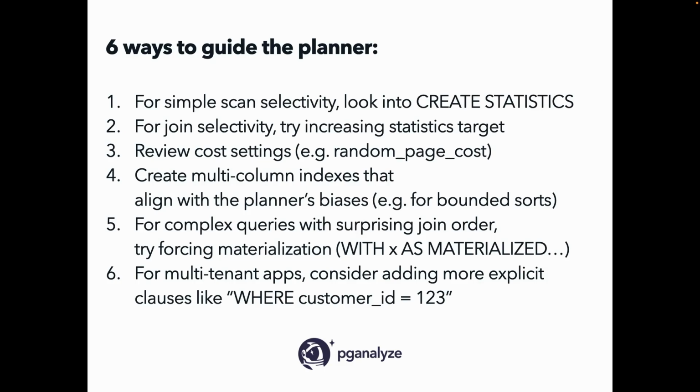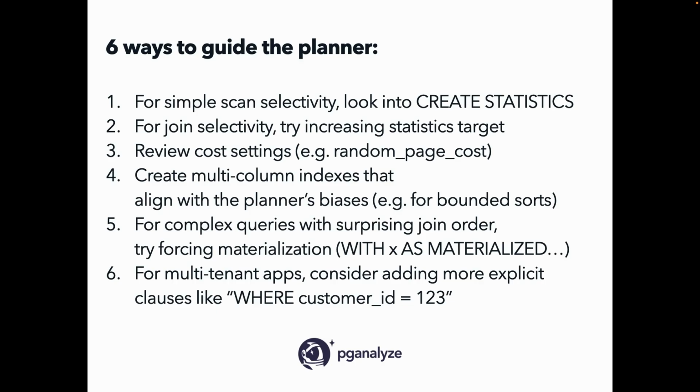A couple of things to know in your tool set when you're trying to guide the planner. If you have simple scan selectivity problems, like on a single table, or you have functional dependency issues, look at CREATE STATISTICS. Functional dependencies are a thing in many databases, and you can create statistics to analyze and prove things. For join selectivity, increasing the statistics target will collect more MCVs. That might help get a better join estimate. Review your cost settings. There's a couple of things I could tell you about that, which in the interest of time, we're not talking about today. The random_page_cost would be the best example. That's too high on basically any system that hasn't changed it.